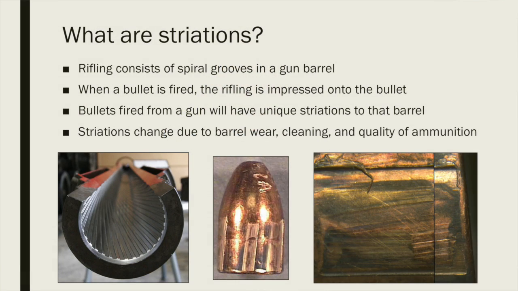Now when the bullet goes through that rifling, this rifling is impressed onto the bullet, which you can see in that middle picture. This impression of the rifling are the striations. These striations are unique to every single gun barrel. This is as a result of when they make the gun barrel. So imagine making a gun barrel, you're pounding on it with all these tools. That imparts unique scratches on the gun barrel just through the manufacturing process. So these unique scratches can be seen under a microscope, which again are the striations. So you can see those right here.